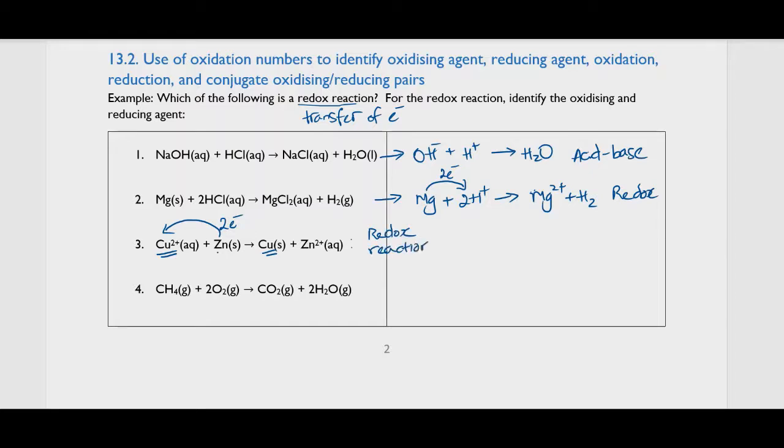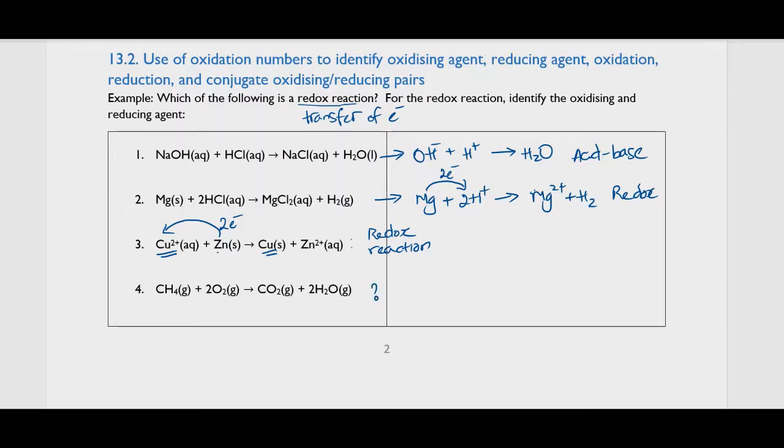All right, and now we get to number 4, and number 4 is probably the most interesting here because if you look at it, this is the combustion of methane gas. There's a reaction between methane, CH4, and oxygen gas to produce carbon dioxide and water. The interesting thing about this reaction that sets it apart from the other 3 is that there isn't any metal involved, and it is also not possible for me to write the ionic equation. So the question is, is it redox?